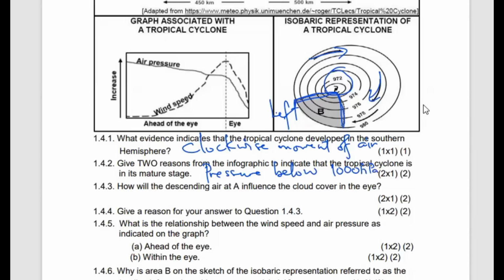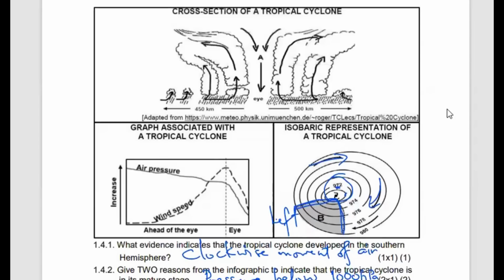So if we check here, this is 972, implying that the interval here is 72, 74, 76. It's 2 hectopascals. It means this one is 970, and the center is slightly lower than 970. So it means this has matured because the center of the system has a pressure which is below 1,000 hectopascals. And also, if we check here, this eye here, the eye is well developed. It's another evidence. Well-developed eye.